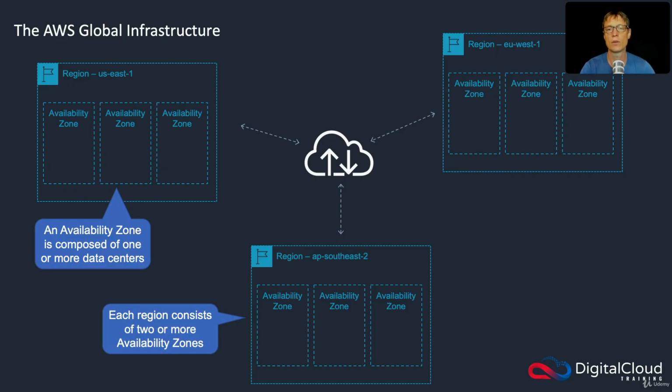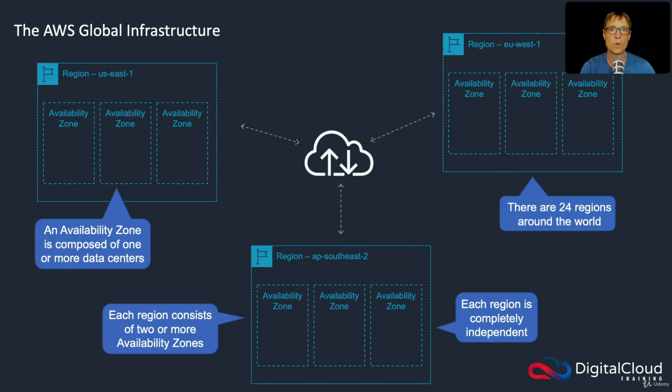Now, you then have the concept of a region, and a region has at least two availability zones in it. And there are quite a few regions around the world. And that means that you can deploy your resources on AWS into a region that's closest to your users or wherever it is that you need to run your application or store your data. So each region is completely independent from other regions. So any kind of issues in one region are not going to affect any other region at all.